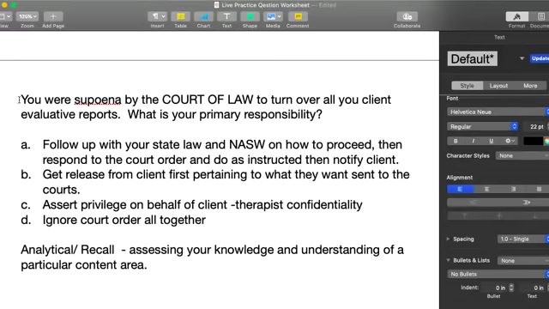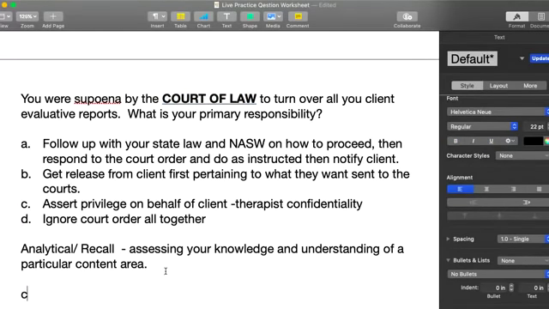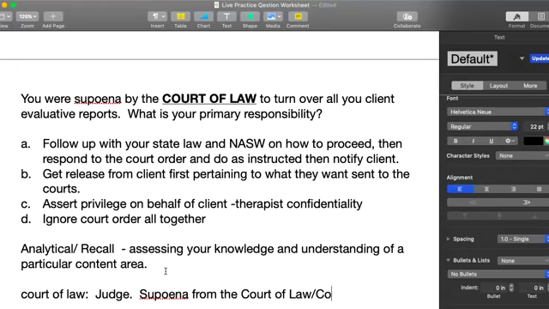Okay, so let's take a look at the question. What I need to point out is that I highlighted the words court of law. If you see a question, and this is just for the purpose of taking the exam, that references court of law, you want to pay attention to that, because it is suggesting that it's coming from a judge. And if you get a subpoena from the court of law, what you're essentially getting is a court order.